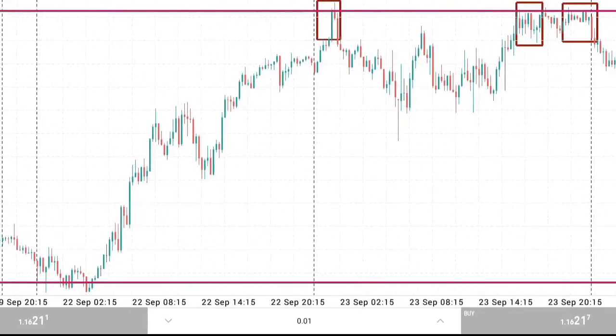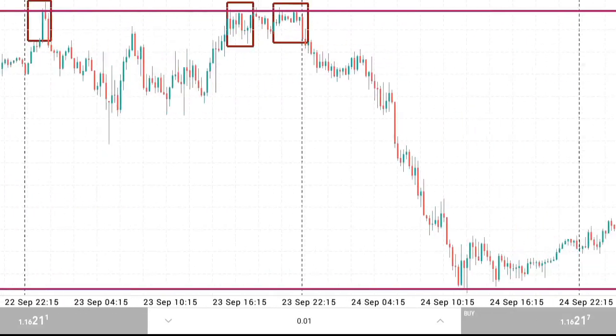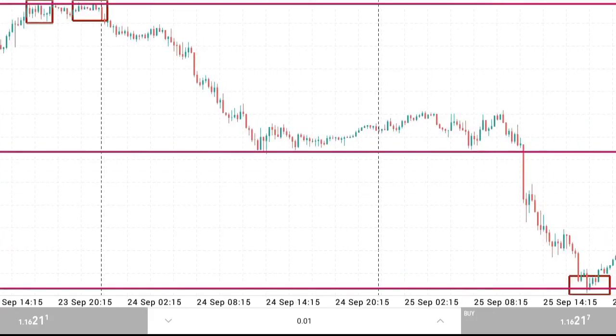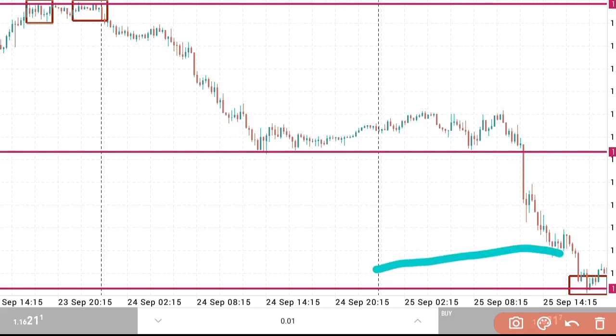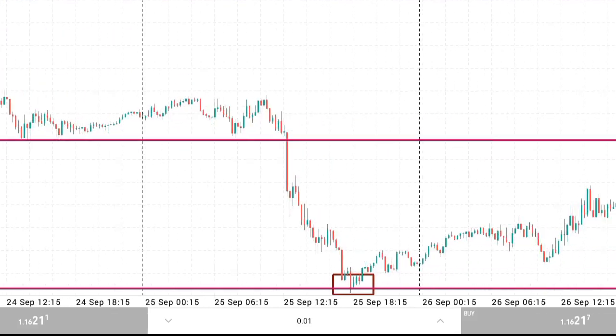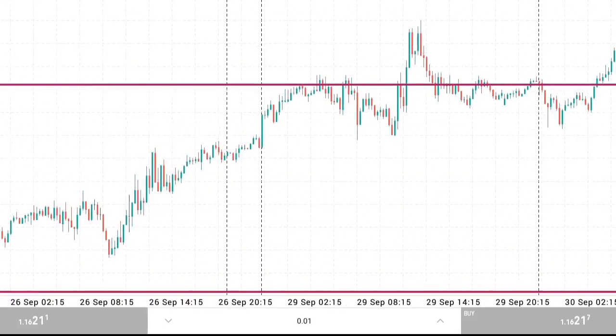Okay, let's look at this second line here. Look at what happened. Price came and respected this level here. There was a reaction at this level. You see what I'm talking about? There was reaction. Look at the next one. You discover that there will also be a reaction.